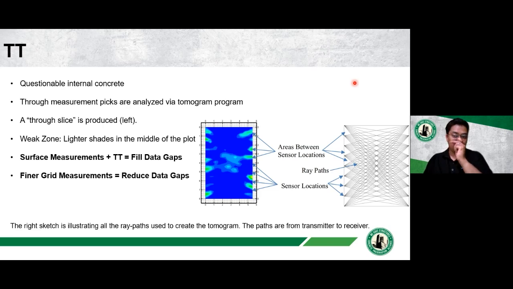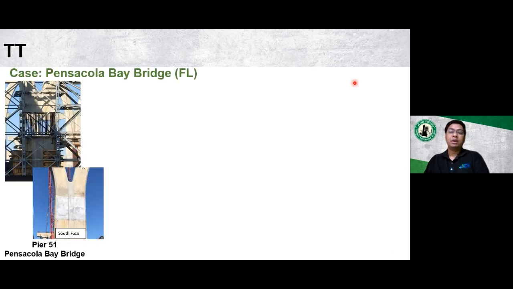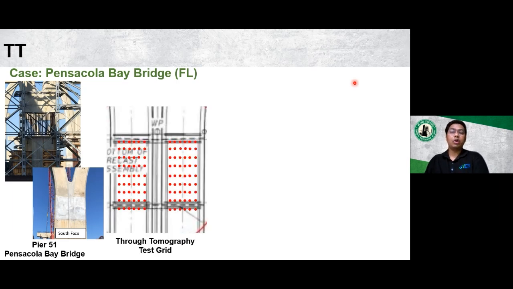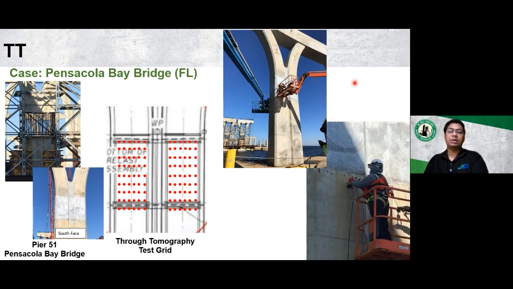And one good example of application for through tomography is the Pensacola Bay Bridge in Florida, where the owner was concerned that the delays in the concrete pour in Pier 51 may have caused consolidation issues. So to assess the concrete condition and to identify the areas of consolidation issues, we performed through tomography in a grid pattern. And you can see in the images here that access to both sides is needed to make sure that the transmitter is placed on one side of the pier, whereas the receiver is placed on the other side of the pier.